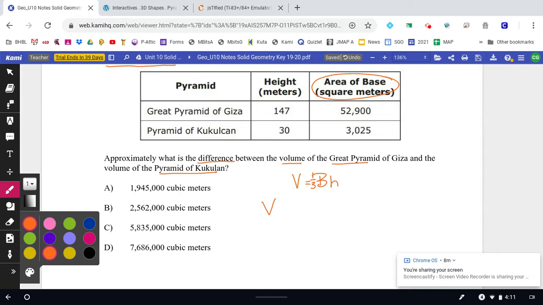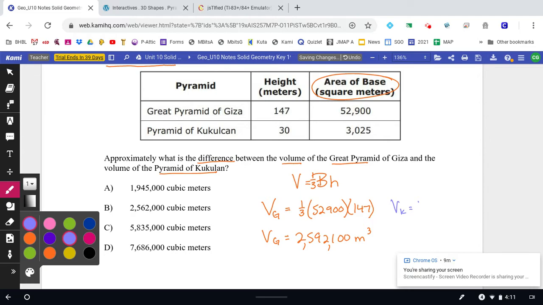All right, so let's try our first one. The Pyramid of Giza. So my 1/3 times the 52,900. Again, they're both in meters, that's good. Times 147. The volume of that gives me 2,592,100 meters cubed.